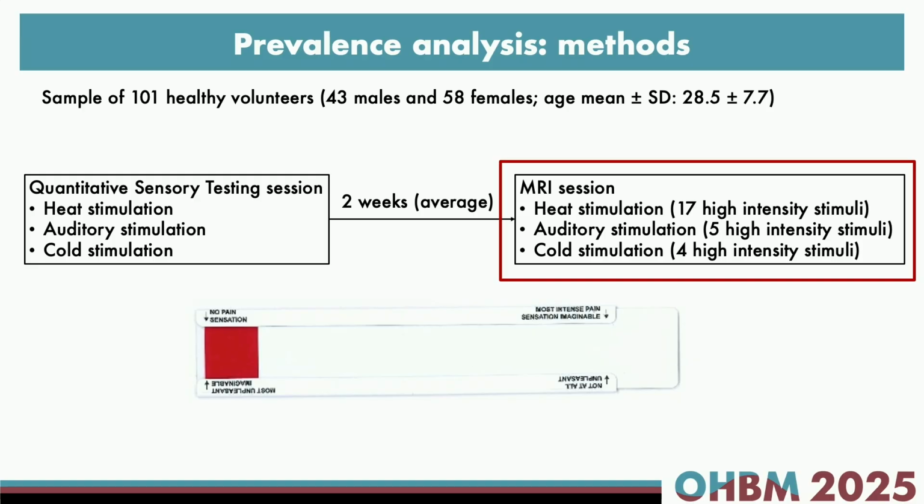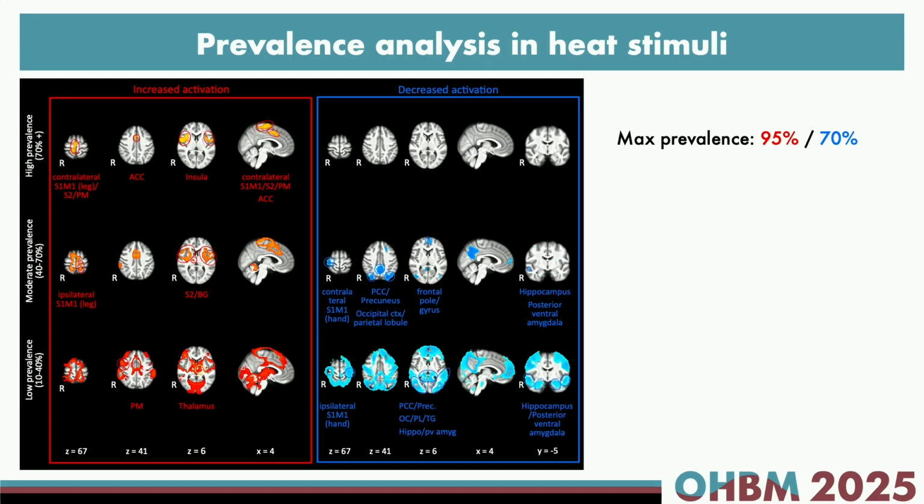So first I looked at the prevalence in our heat modality. And what we saw was quite interesting. So we found that up to 95% of our participants showed similar patterns of increased activation in really important areas like primary somatosensory cortex, the anterior cingulate cortex, and the secondary somatosensory cortex and insula. And then as our prevalence decreased, the brain areas became more peripheral to those areas.